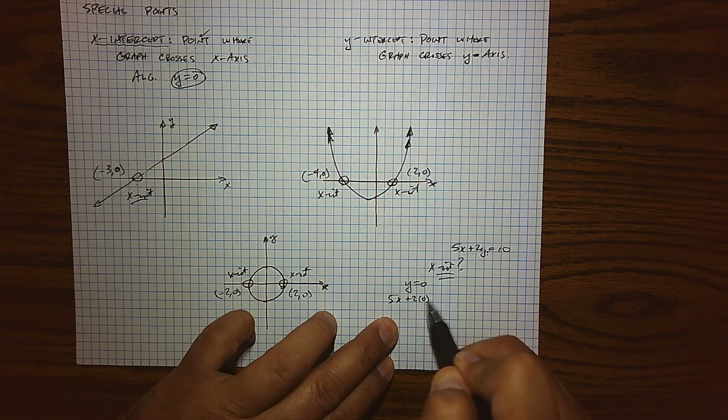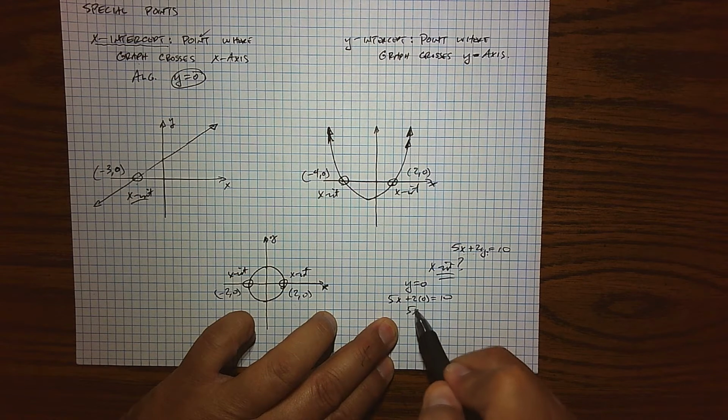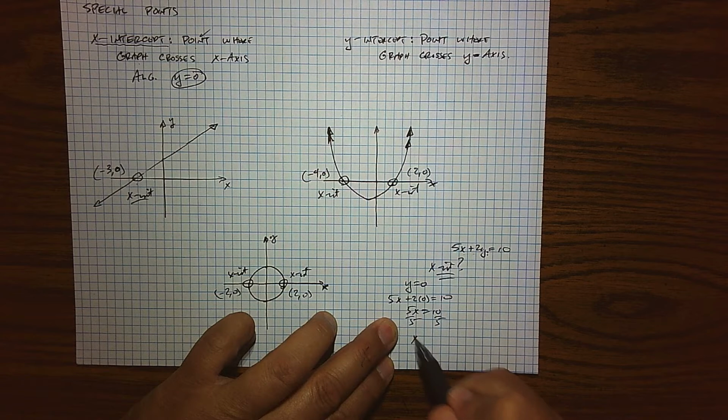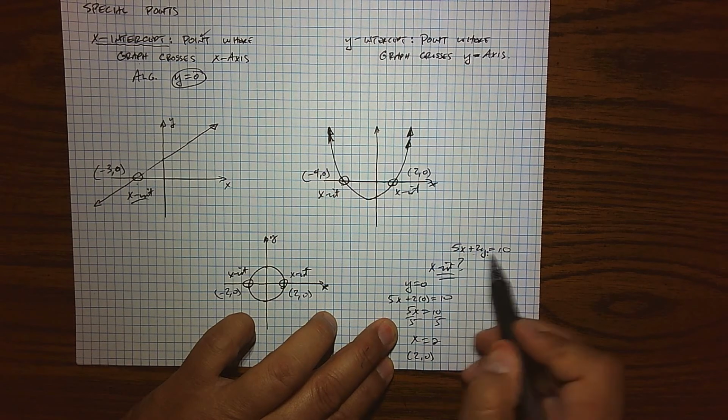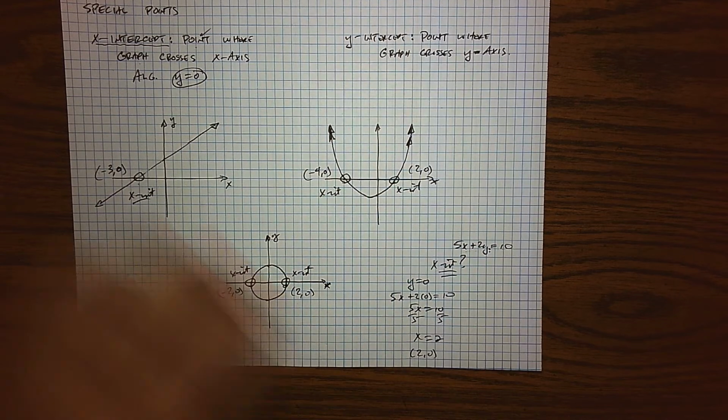Now the cool thing about 0 is anything times 0 is 0. So we're left with 5x = 10. Do a quick division, and we get x = 2. So this equation, 5x + 2y = 10, I'm anticipating its graph crossing the x-axis at (2, 0). So that's how we find an x-intercept. All right. So what about y-intercepts?